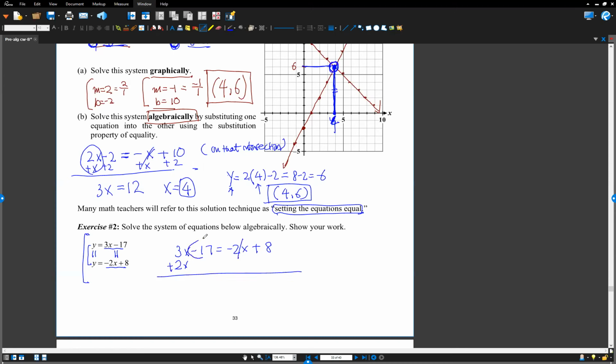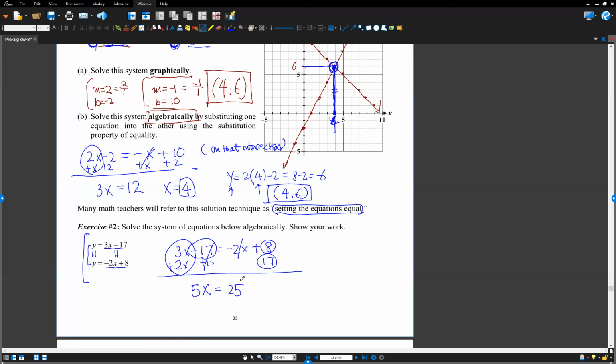But this one is isolated. Move to the right one. Go to the right. How? Plus 17, plus 17. So over here we got only variable terms. 3x plus 2x is 5x, equals 8 plus 17 is 25.